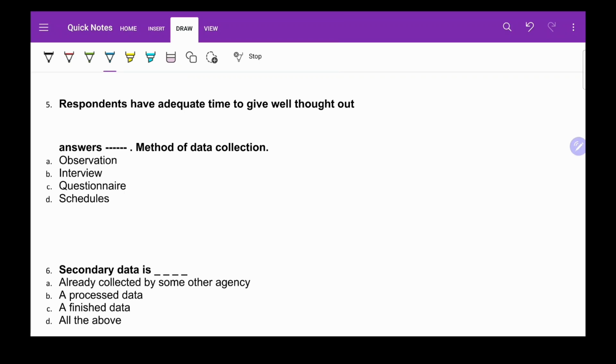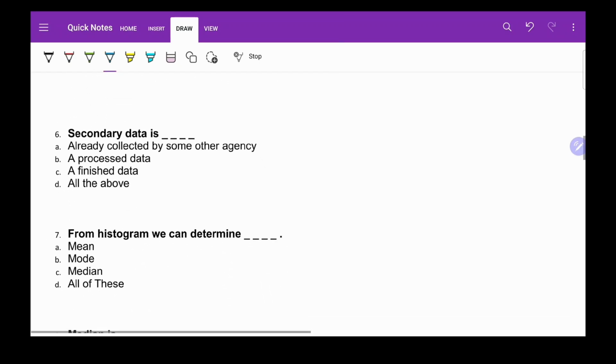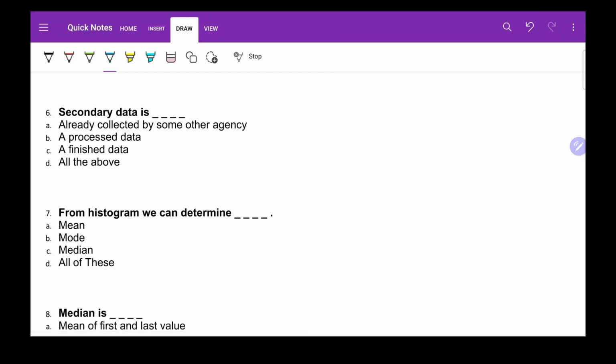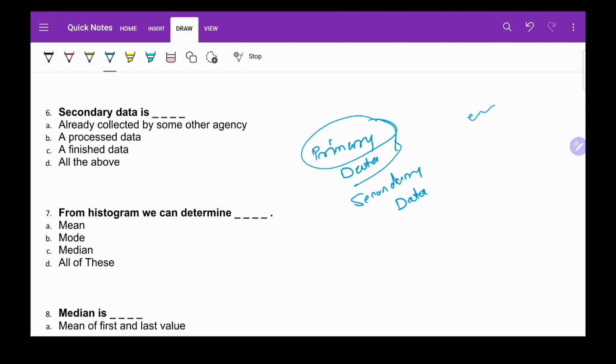Then we have secondary data. The data collection methods are two: primary data and secondary data. In primary data, we go and collect data by ourselves, or we do any experiment and find the findings about our research project. So primary data is the data which we go and collect by ourselves, but secondary data is what?